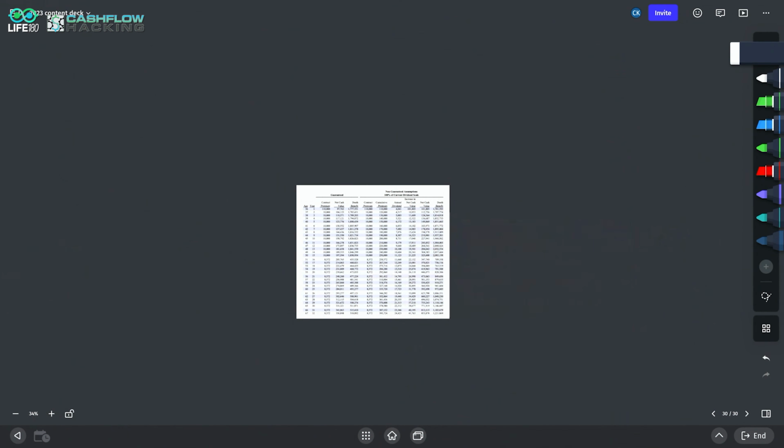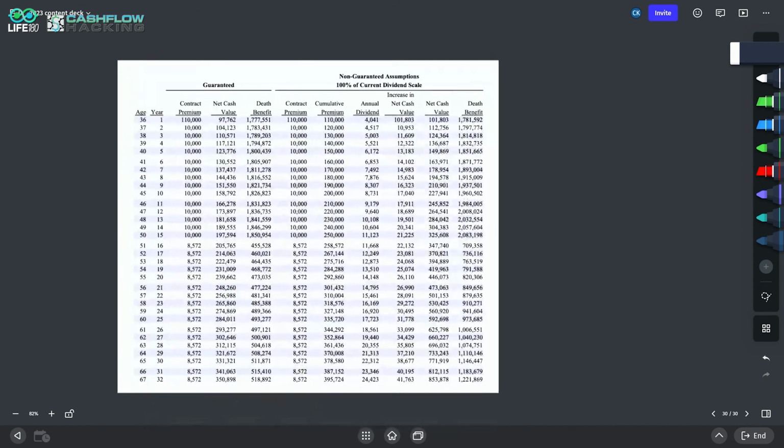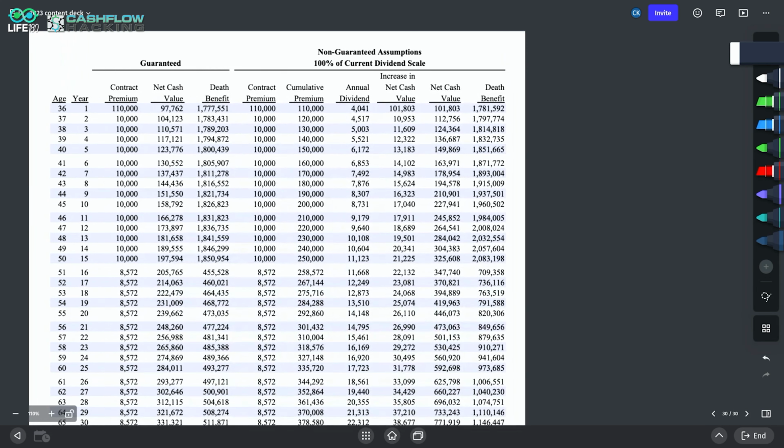I'm also going to talk about the difference between index universal life and whole life insurance, so you can make an educated decision as to what the best option is for you. I think the best way to do it is for me to hop over to my screen here and zoom in on this fun little sheet. This is a snapshot of an illustration.